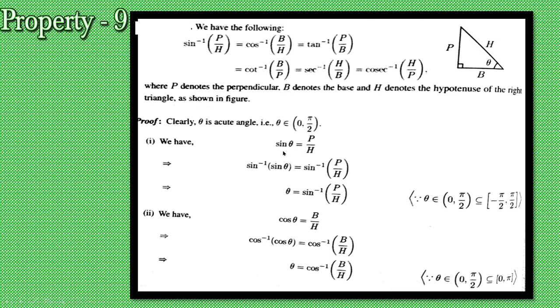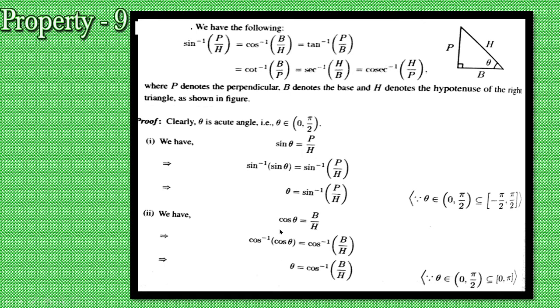We have, let's say, sine theta is equal to P by H. This is the ratio that we have learned in class 10th and we know very well. Sine ratio is P by H. Taking sine inverse to both sides, sine inverse sine theta is equal to sine inverse P by H. Sine and sine inverse will be cancelled, and we will get theta only on the left hand side, and it will be sine inverse P by H. This is the value of theta.